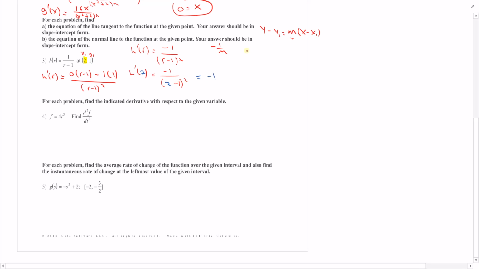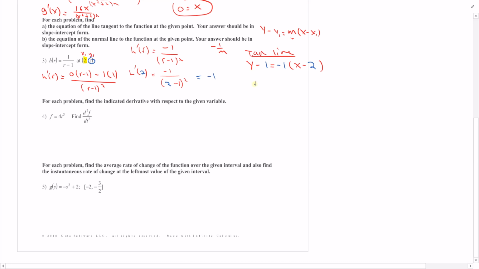And so our tangent line is y minus 1, that came from here, and I'll put the 2 right here, and then we'll put the slope here, which is negative 1.